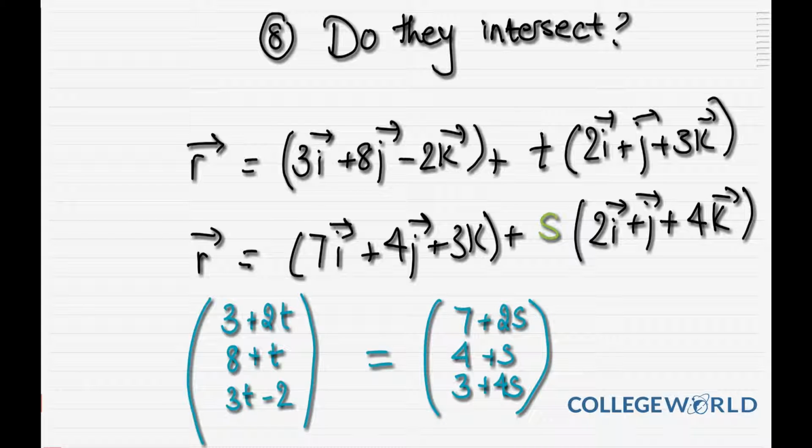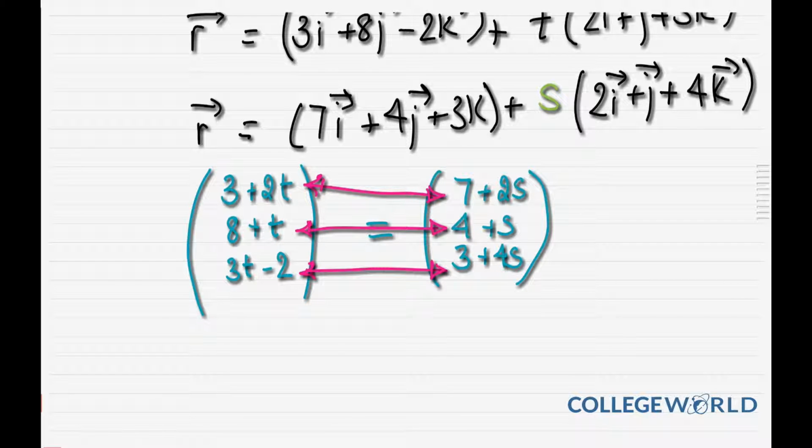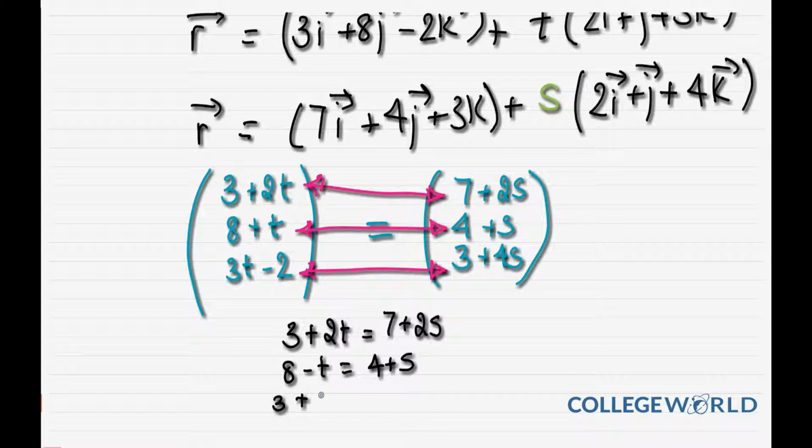So you want to equate them to each other in order to prove that they are actually going to intersect. You need to compare each one with the one opposite to it, and you need to prove that they have the same values. So you're going to equate all these and find t and s. You're going to say 3 plus 2t equals 7 plus 2s, and 8 minus t equals 4 plus s.